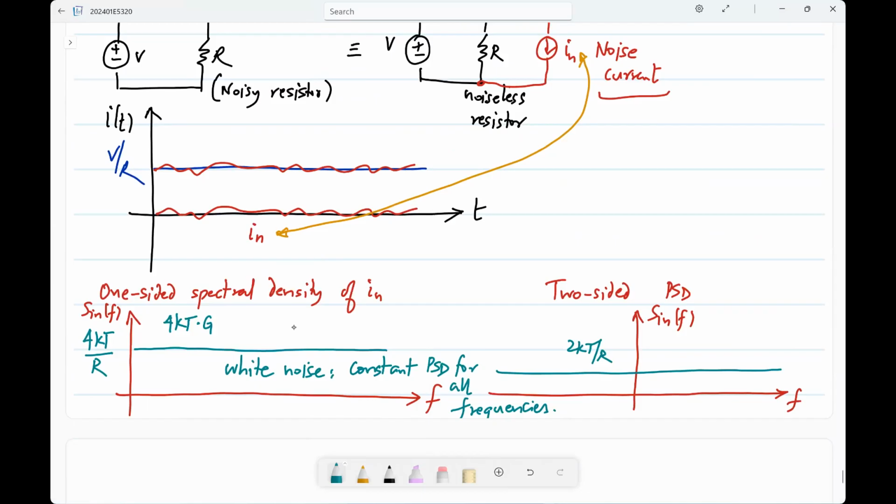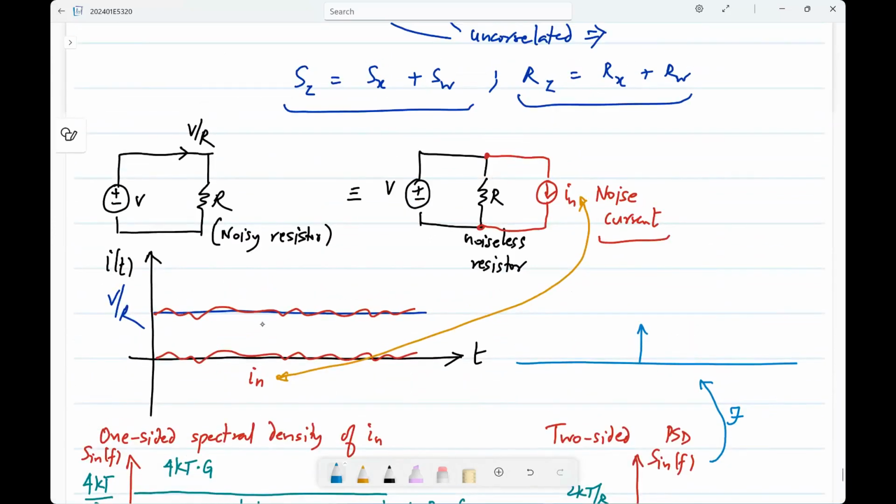What is the autocorrelation function? It's the inverse Fourier transform of the power spectral density, right? So what is the inverse Fourier transform of this? A constant? Impulse, right? So if I take the inverse Fourier transform, I would get an impulse. This is a function of tau. This is delta of tau.